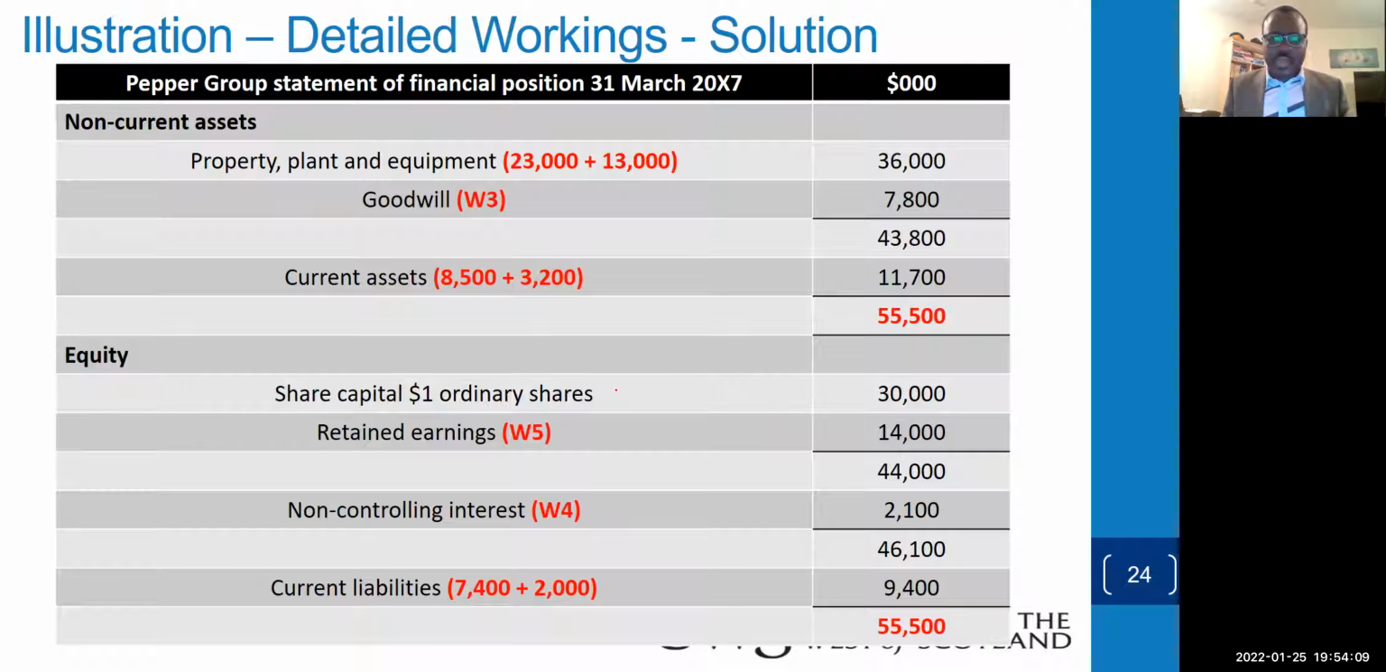Under the equity section, we only look at the share capital of the ordinary shares of the parent only, which is 30,000 from the financials. No need to bring in that of the subsidiary. Then we find the retained earnings from what we just worked, working number 5, the group consolidated reserves. We bring it here and sum it, and then we introduce the new element of the NCI, which we computed, 2,100. Sum them up, we get 46,100. The current liabilities, nothing to do now. Just sum the line items up, and you get your final figure to be 55,500.